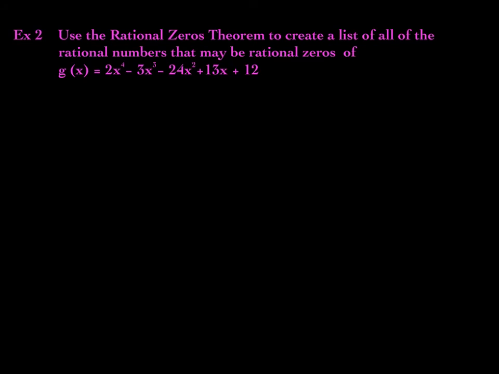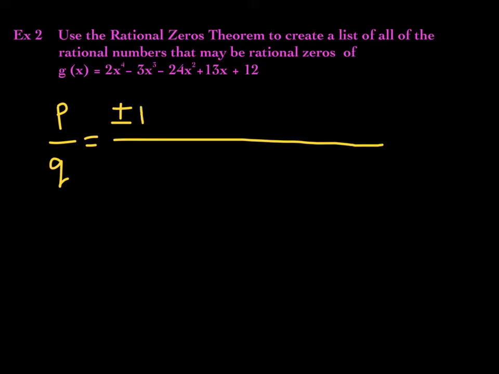All right, let's try it again to make sure we understand, okay? So, if this function has any rational zeros at all, then they must be of the form P over Q. Now, remember P stands for the factors of the constant term. The constant term here is 12. So let's list all the factors of 12.